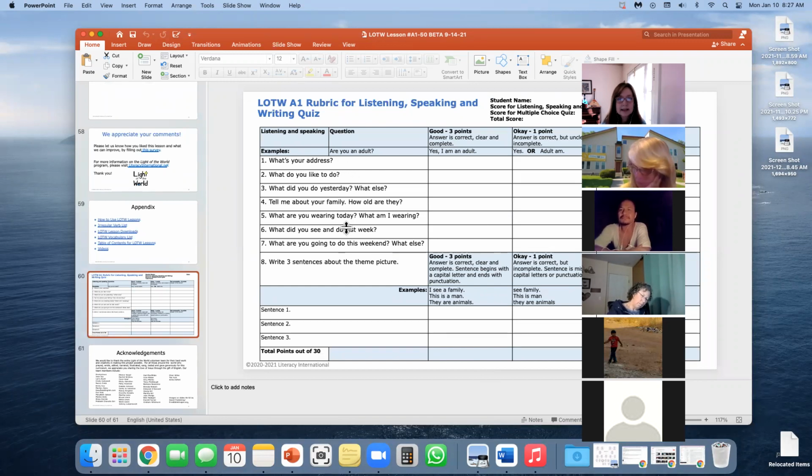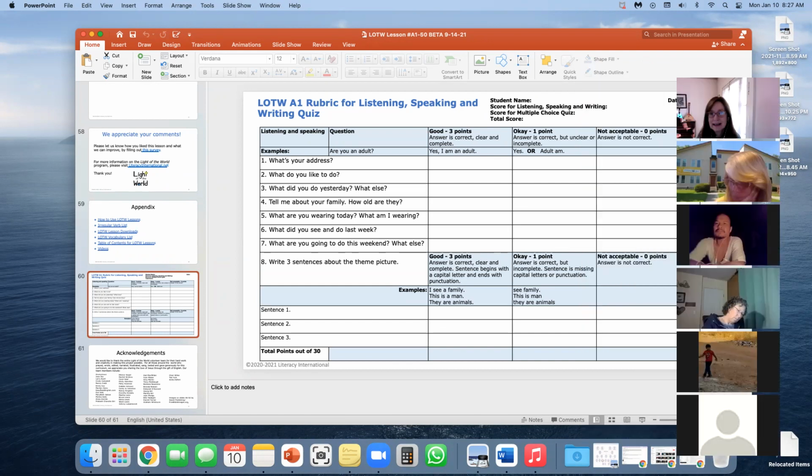And so when you ask these 7 questions, like "What is your address?", they can either get 3 points if they answer it correctly, one point if it's correct but not really clear or complete. And if they can't answer it at all, or they give the wrong answer, then they get 0 points. And so this is a pretty simple rubric you can use to score them. And usually we say if they score at least 80%, then they're ready to go on to the next level.